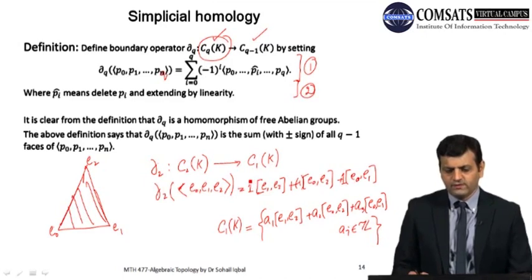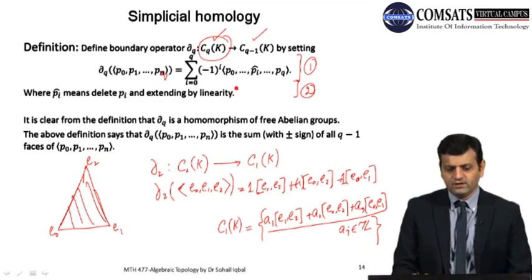Now in this way I can define the image of any q simplex, but C_q(K) is not just one q simplex or the collection of q simplices. It is a free abelian group generated by the q simplices, so it has elements of this form. For example, C_1(K), as we have already seen, is a free abelian group generated by these 3 1 simplices, so the elements are of this form. We can extend this definition of the boundary operator to the whole of C_q(K) by linearity.